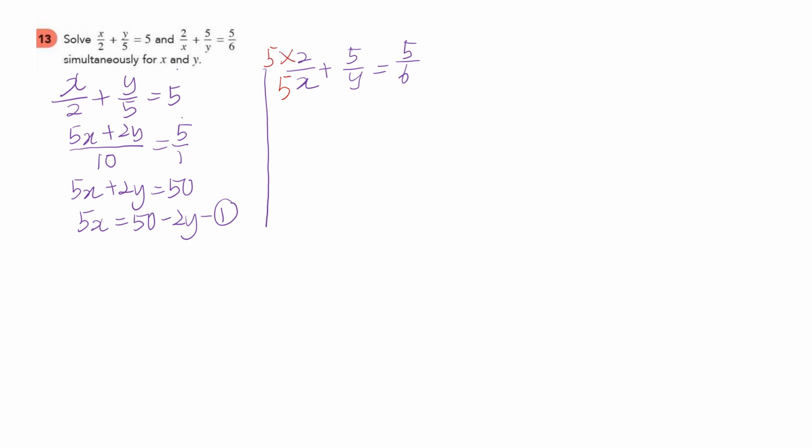Okay? Right. So what do I get? What do I end up with? I'll have 10 over 5x. Why do you think I want to do that? Because I want to substitute this 5x here with this guy. Okay? I'm going to substitute 1 into 2.